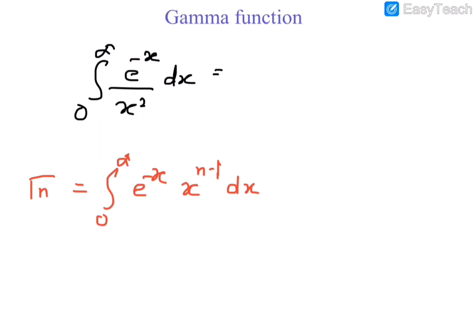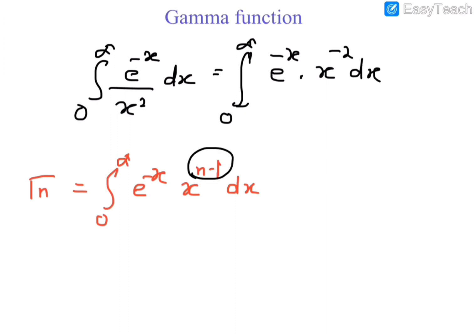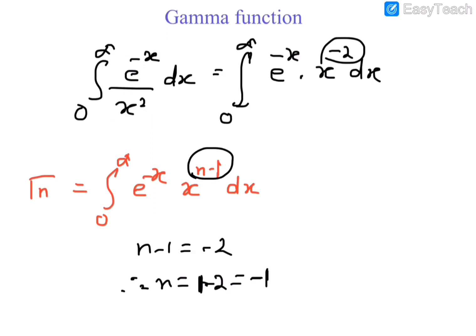Okay, so what you can do now is, it can be rewritten as integration from 0 to infinity of e raised to the power minus x into x raised to the power minus 2 dx. Now again you can say that n minus 1 is equal to minus 2. You can write over here n minus 1 equal to minus 2. So therefore n is equal to 1 minus 2, and it is coming out to be minus 1. So it is the gamma function of minus 1.